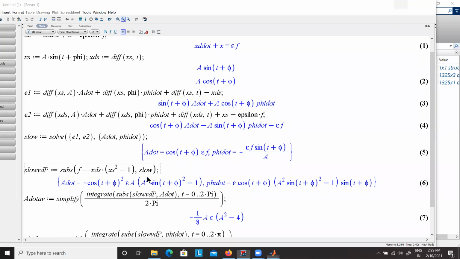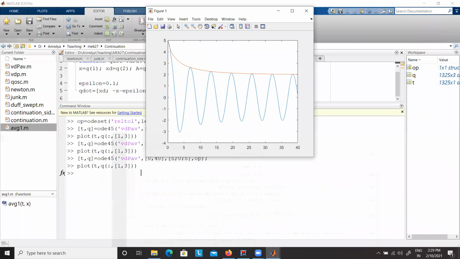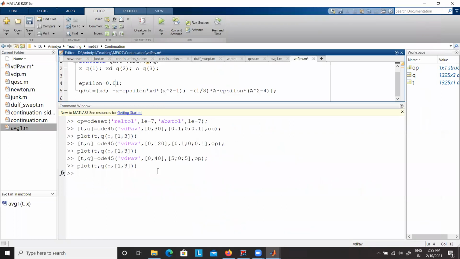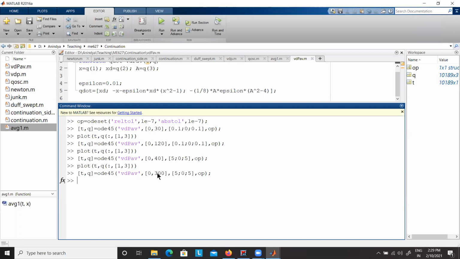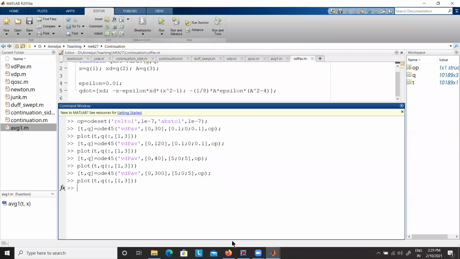Okay, so for example, if I come here and I make epsilon equals 0.01, and then I increase this to maybe 300, it gets better. I hope you see that it is getting better. In fact, as the time scale separation gets bigger and bigger and bigger, the averaged equations work better and better and better because they are asymptotic methods. Okay, I hope that much is clear.